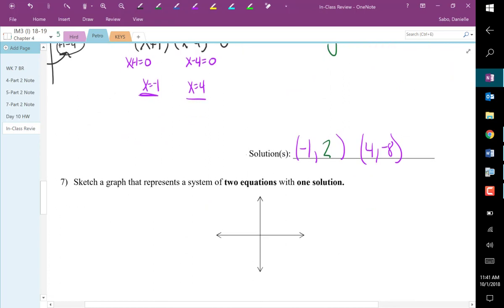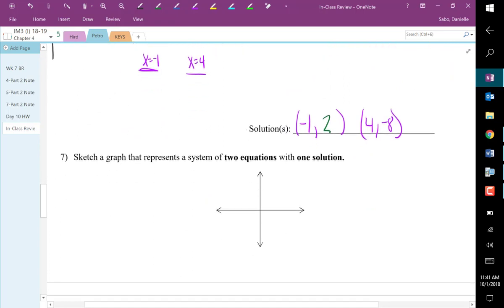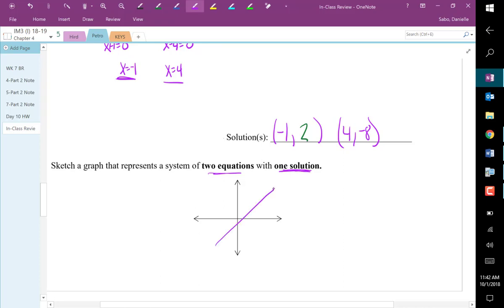Okay, these ones are easy. I think graphs are easy. Sketch a graph that represents a system of 2 equations with 1 solution. Okay, so they could only cross 1 time, is what it's saying. There's 2 equations, and they only cross 1 time. So I don't care what you draw. It just needs to cross 1 time. There it is. Done. You could have drawn something over here. It doesn't matter as long as they cross once. On the review, I put something very similar to it. Make sure that you don't just copy the same one that we do in class.